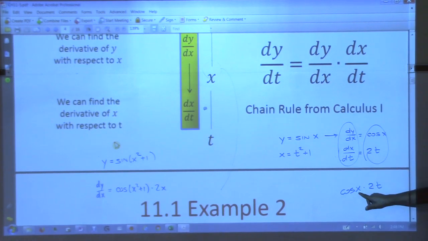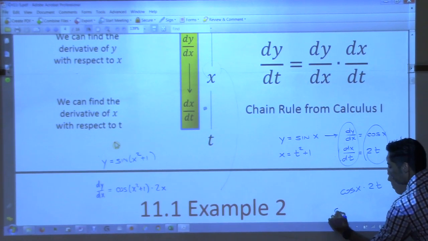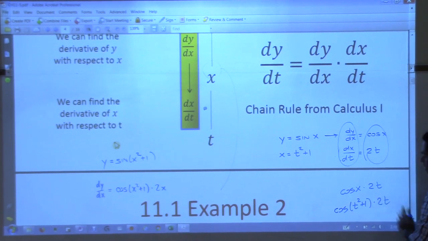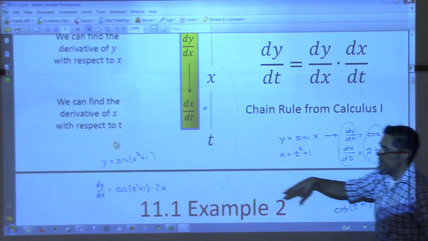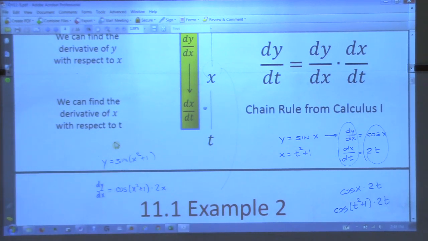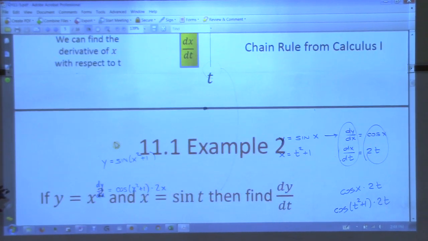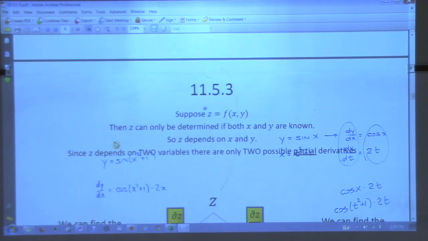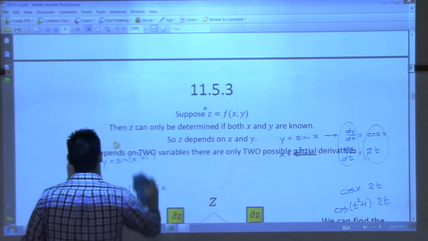But what's x? T squared plus 1. So this is cosine of t squared plus 1 times 2t, which is essentially the same answer as this answer, right? So that, again, is chain rule from Cal 1, just kind of in a different sort of perspective. But what do we do if we have a function of two variables?